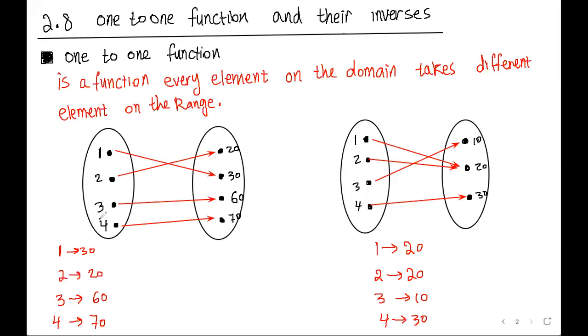This function is one-to-one. Why? Because every element in the domain 1, 2, 3, 4 takes different element in the range. Look, 30, 20, 60, 70, different elements. No repeating elements. 30 is different from 20, 20 is different from 60, 60 is different from 70. So this function is one-to-one.